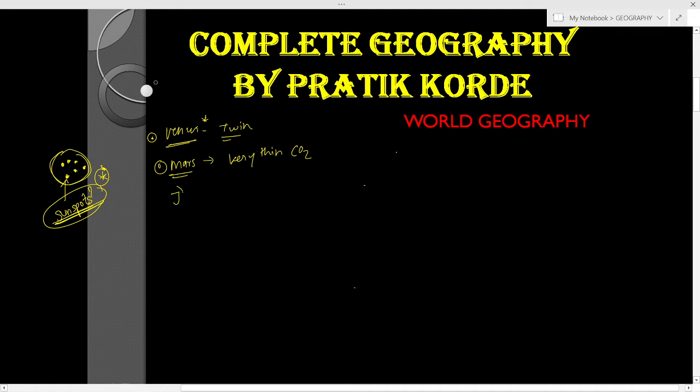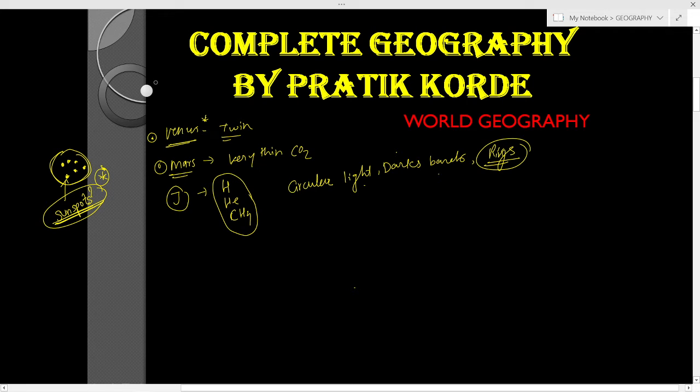Then there is Jupiter. It is the largest. It is composed of three gases: hydrogen, helium, and methane, and it has circular light and dark bands. It also has rings, the way Saturn has, but Saturn's rings are more prominent. Here you have to understand and remember that even Jupiter has rings. Earlier Jupiter had the highest number of moons, but now it has been replaced by Saturn. Now Saturn has the highest number of moons.